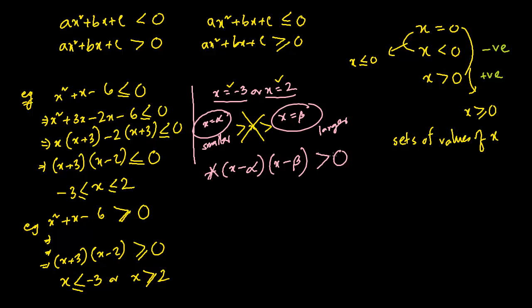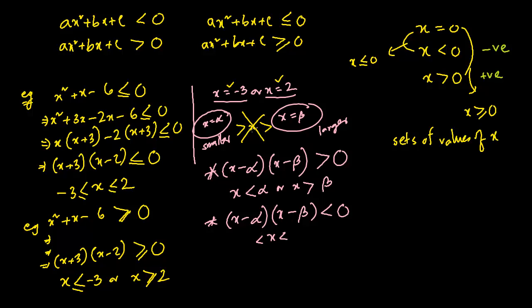So what you do, if it is greater than 0, you write x is less than the smaller value, or x is greater than the larger value. That's all. On the other hand, if the quadratic inequality is factored like this and it is less than 0, you write them together with this symbol, not the reverse symbol. You write the smaller value alpha first, and then you write the larger value later on.